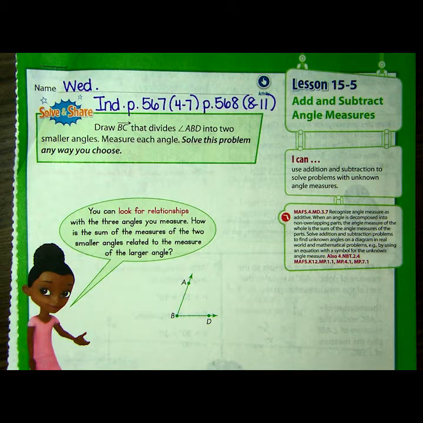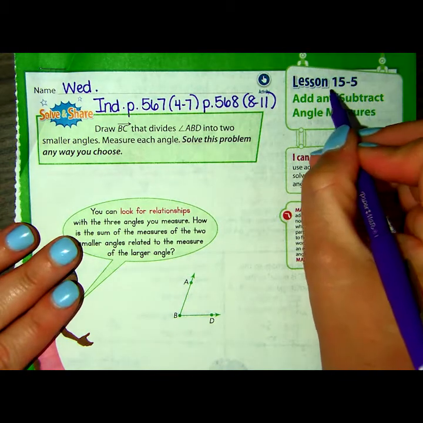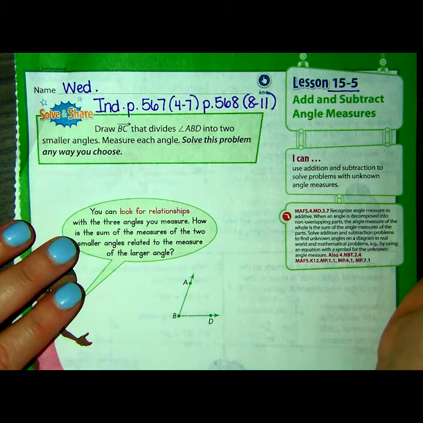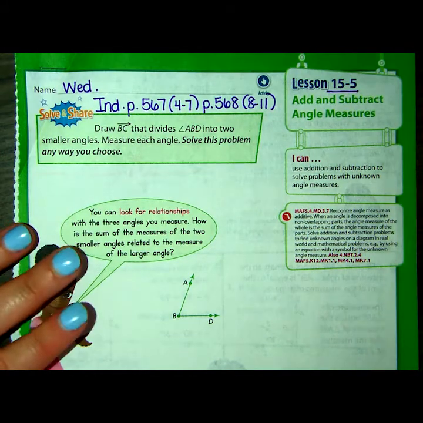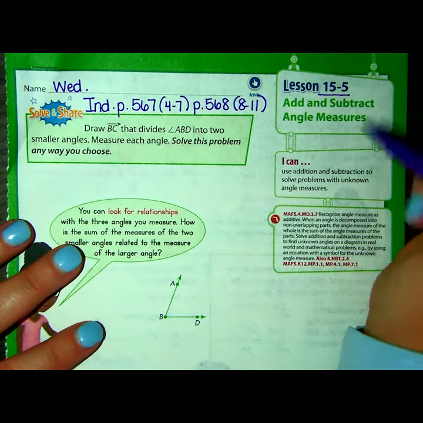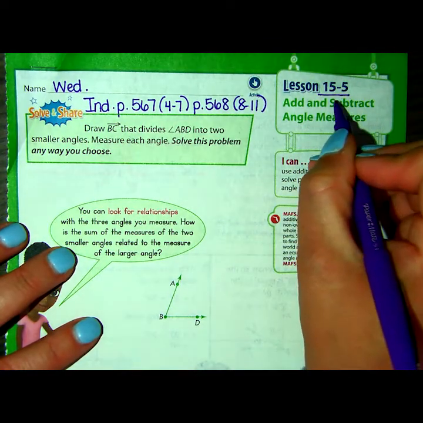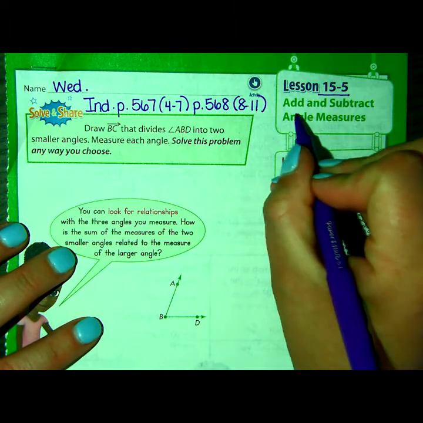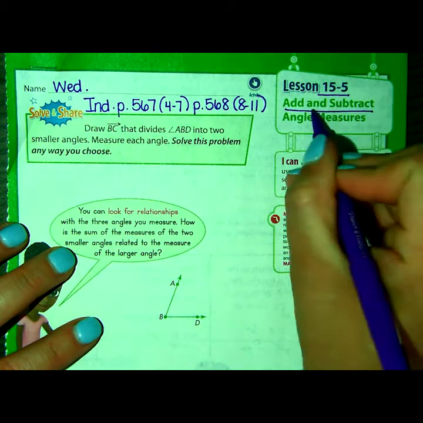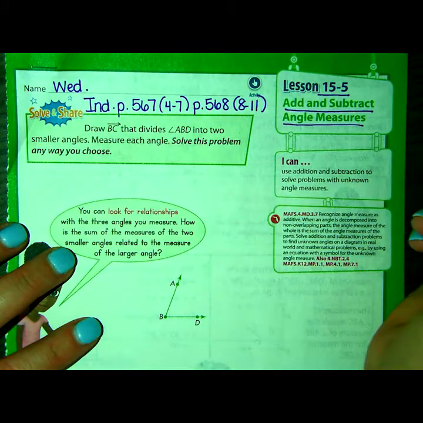Right now we are on lesson 15-5. So we did skip a lesson, and that's okay. We're going to pick up with using protractors, which is a tool that mathematicians use to measure angles. We skipped that. We're going to do that when we get back from spring break. Right now, we are going to learn how mathematicians can add and subtract angle measures.